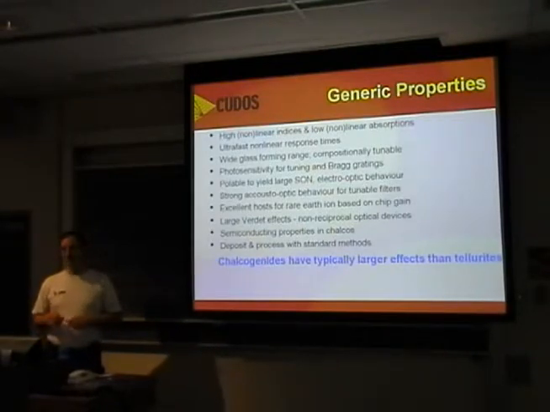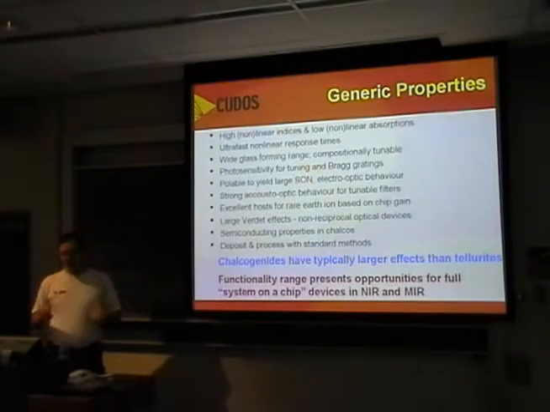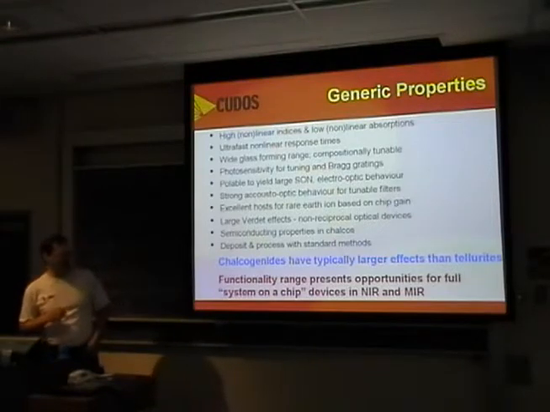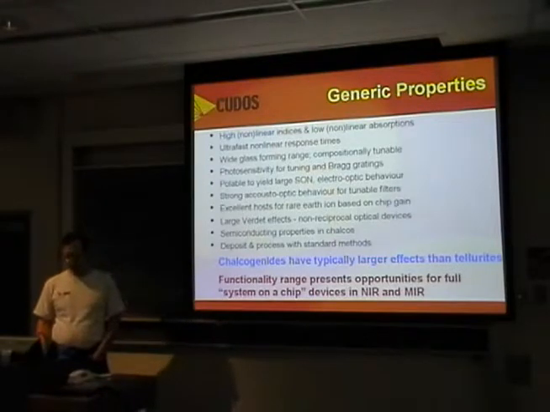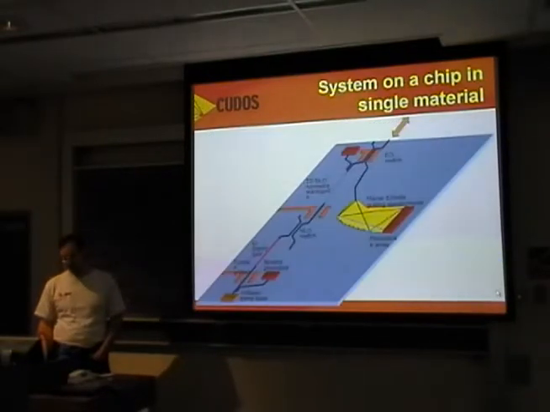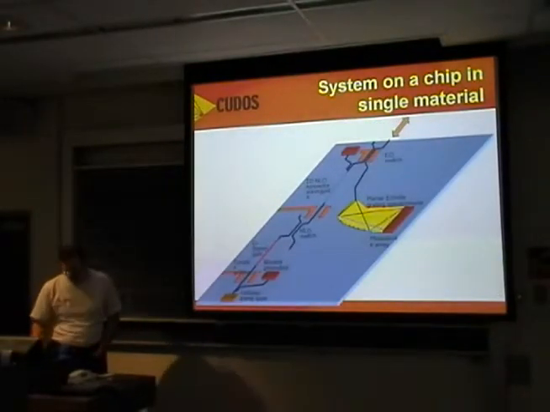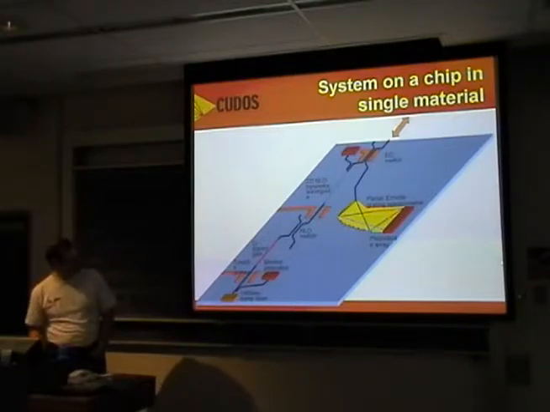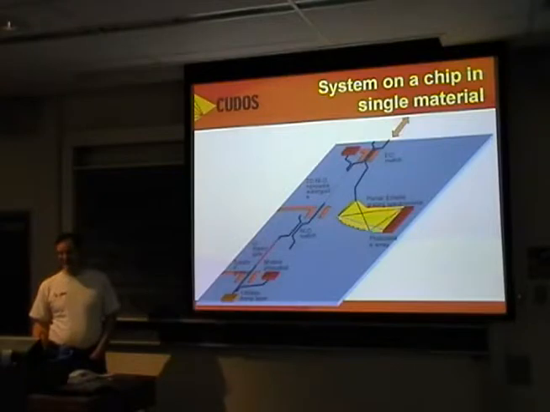Chalcogenides typically have larger effects than tellurites do, but with both material systems, the range of functionalities you've got here gives you an opportunity to consider doing system-on-a-chip type devices in the near-infrared and mid-infrared. What do I mean by that? This would be an example of that: a schematic idea of how one might try to make a range-gated spectrum remote sensing device.